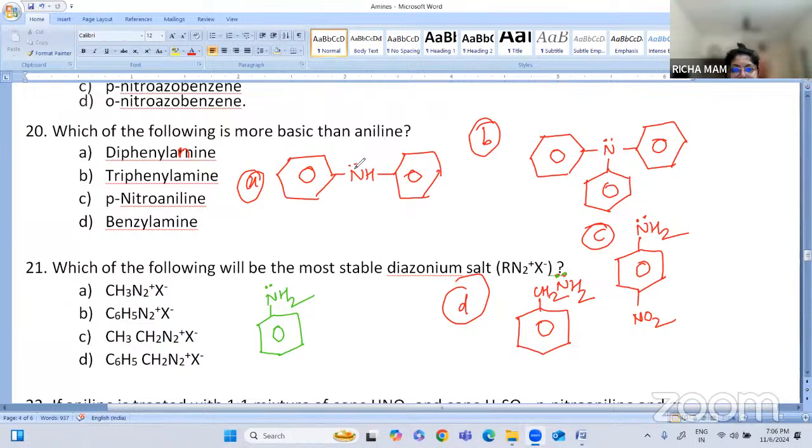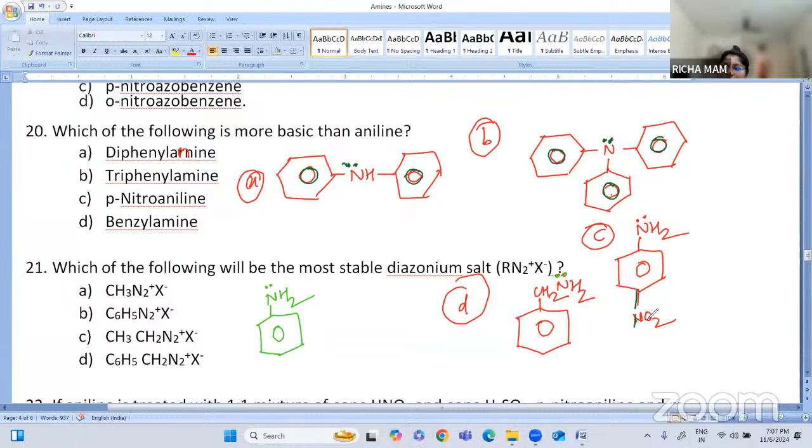Okay, so when we see option number A, what will happen? The electrons from the nitrogen will be delocalized, but where? Only in the ring, right? The electrons will be delocalized in both the rings. This is what we can see from the structure. In the second one, the electrons will delocalize in how many rings? Three rings. So electrons will delocalize in the three rings.